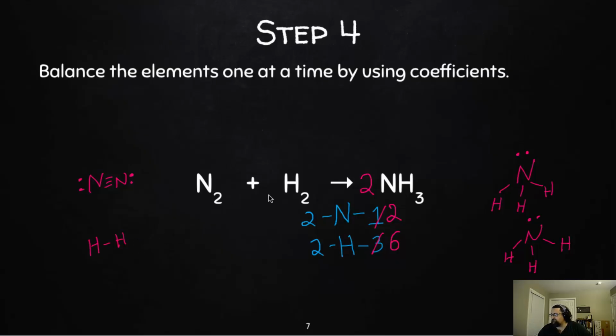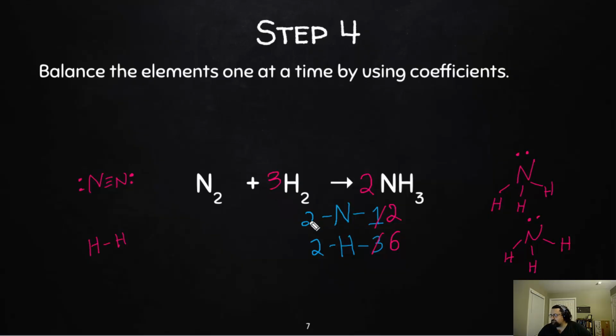All right, so let's see what we need to do now. Because nitrogens are even, 2 and 2, let's move on to hydrogen. We have 2 and we have 6. So how do we turn a 2 into a 6? Well, we got to multiply it by 3. So where do we put it? In front of the N2, in front of the H2? Well, we're trying to change the H2. So we'll put it right in here.